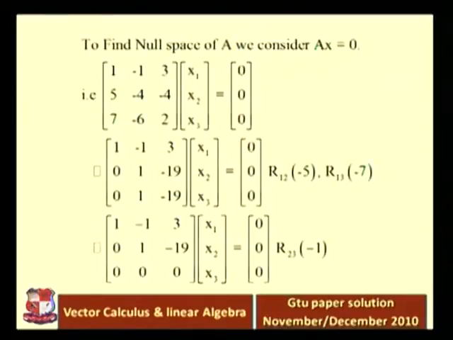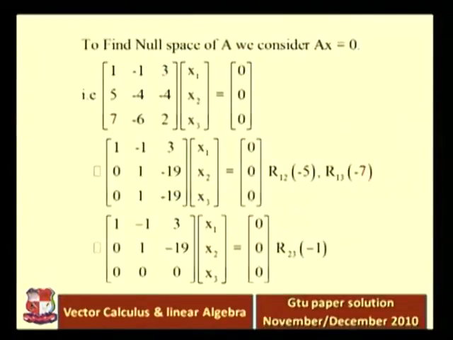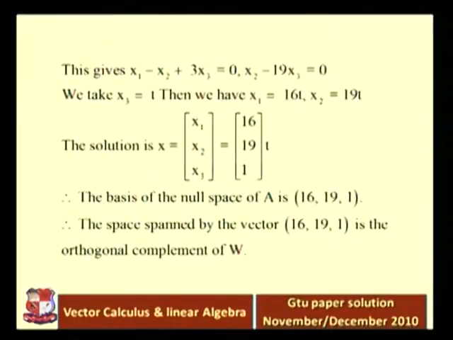We get three equations: x1 minus x2 plus 3x3 is equal to 0, x2 minus 19x3 is equal to 0. We have leading entries in the first and second columns. We do not have any leading entry in the third column, so we suppose x3 is equal to t. Then we have x1 is equal to 16t and x2 is equal to 19t.